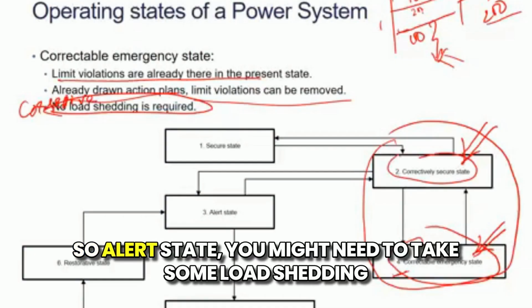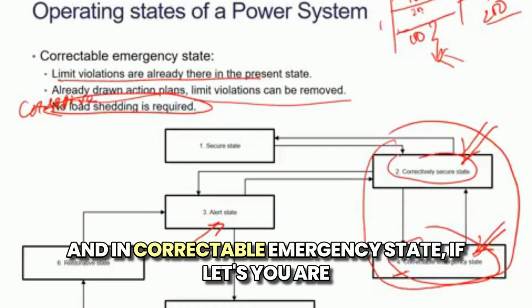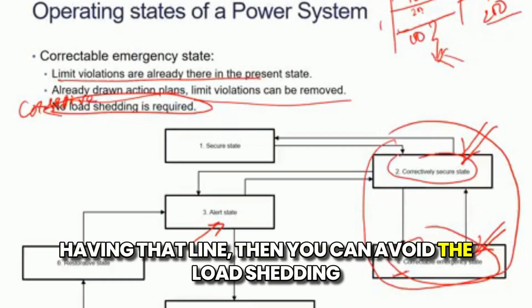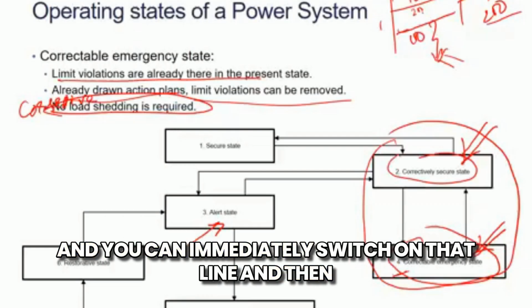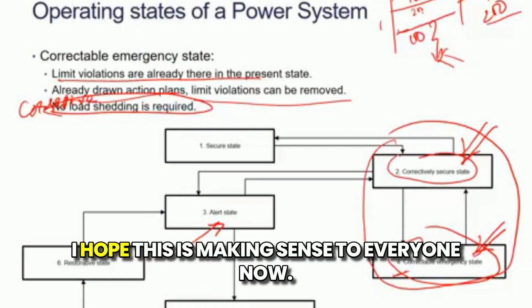Fine. So in the alert state, you might need to take some load shedding, because you do not have this line. And in the correctable emergency state, if you have that line, then you can avoid the load shedding, immediately switch on that line, and still operate the system without any limit violation. I hope this is making sense to everyone now.